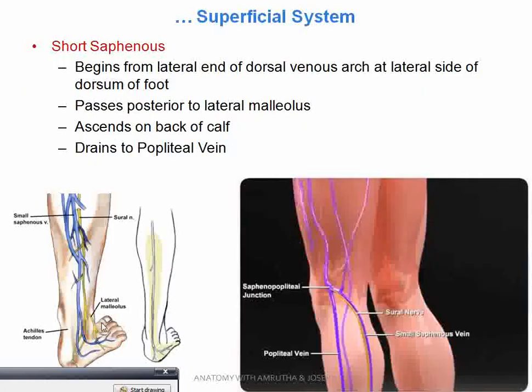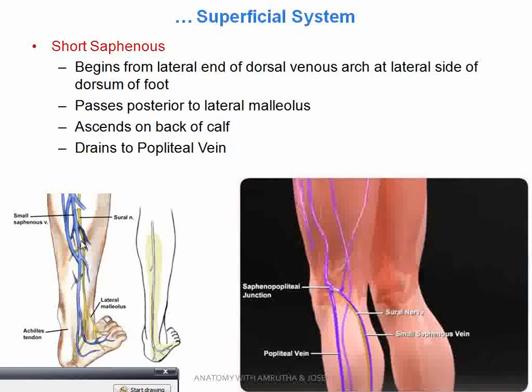It passes posterior to the lateral malleolus, since it is on the lateral side. The lateral malleolus is a bony prominence that you can see on the ankle, which is formed by the fibula. It passes posterior to the lateral malleolus, ascends on the back of the calf, and drains into the popliteal vein.